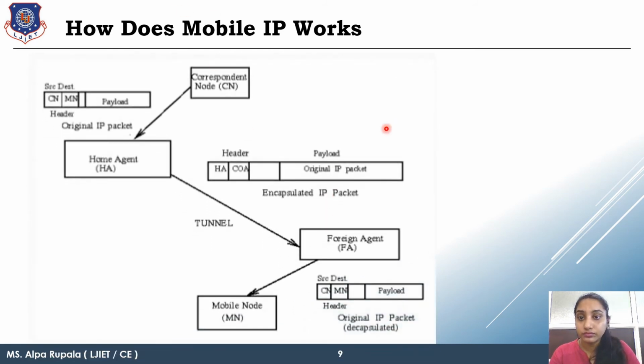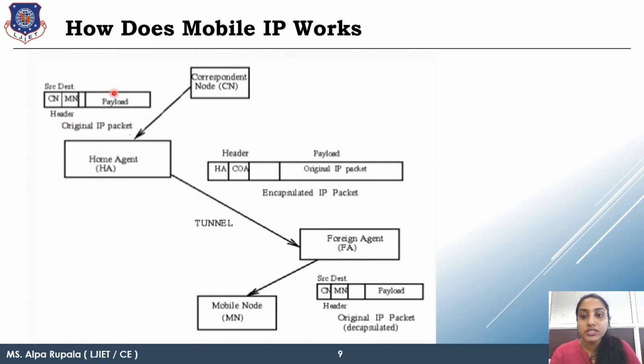Look here, this is the correspondent node, that is the server X. Now server X is sending data to the home agent with the original IP packet, in which the payload has the actual data of yours. Then here is the source and here is the destination. Source will have the server X address and destination will have the home agent address.